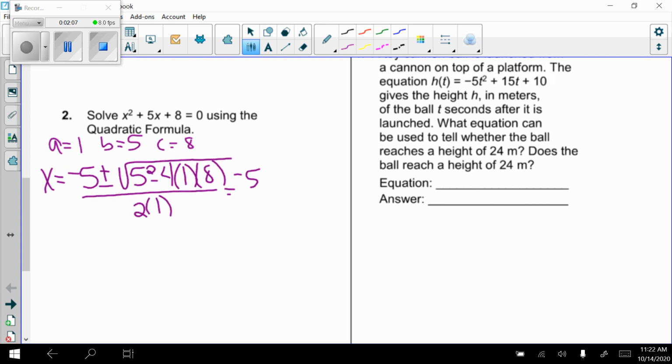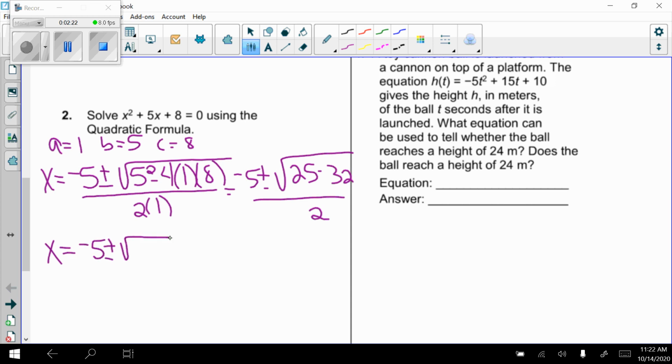So now I have negative 5 plus or minus underneath the radical, 5 squared is 25. Negative 4 times 1 is negative 4. Negative 4 times 8 is negative 32. Everything divided by 2. So here I have x equals negative 5 plus or minus, so combine underneath the radical. 25 minus 32 gives me negative 7. Everything divided by 2. So I get x equals negative 5 plus or minus.